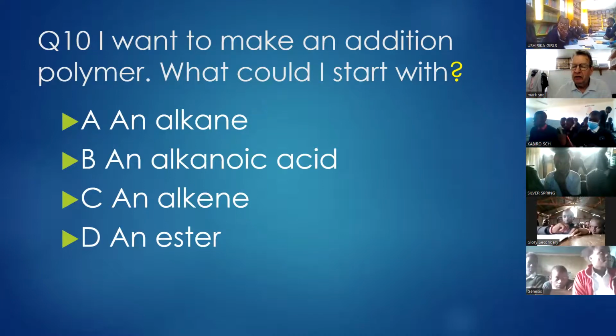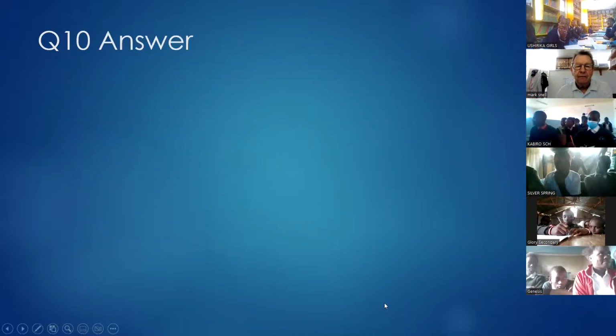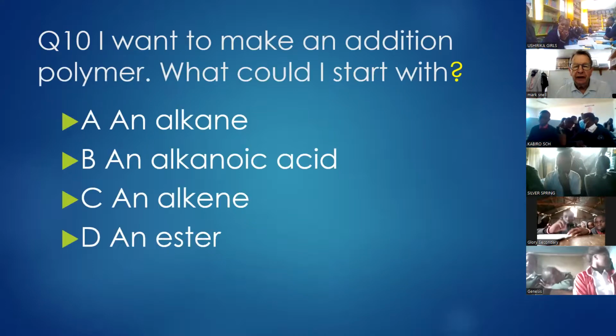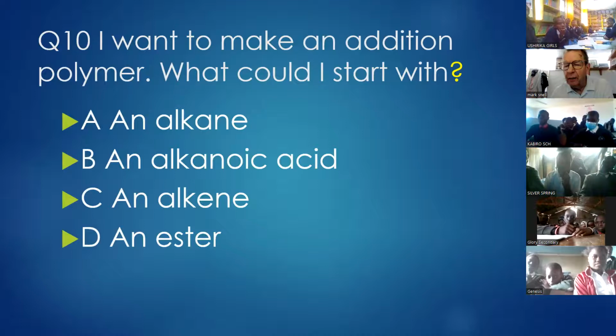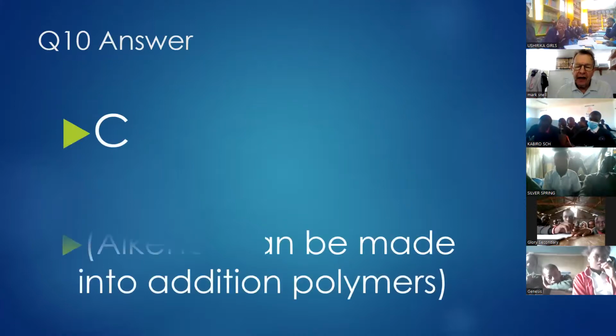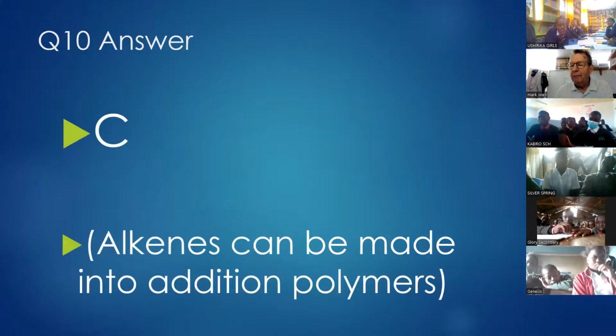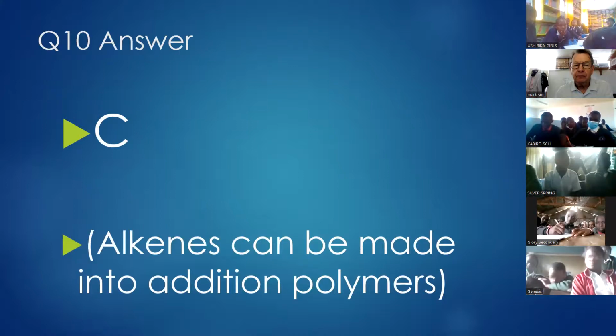Think about it. And the answer is C. The answer is C. Look at the question again. Addition polymer, and if it's an addition polymer, it has to start with an alkene. Alkanes react with almost nothing. Alkanoic acids, esters, we haven't come across those making polymers. Addition polymers are made from alkenes.